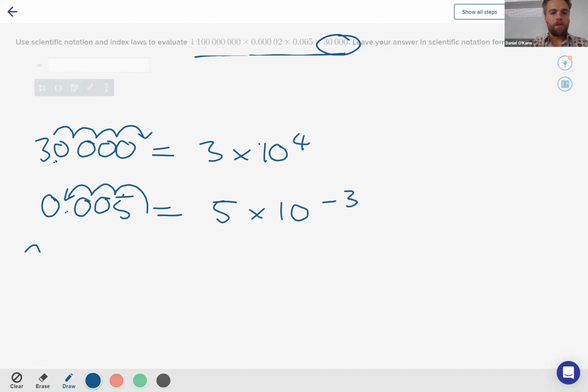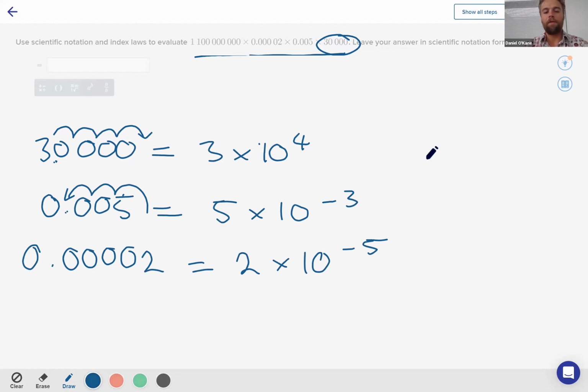Okay, 0.00002. I can write that now as 2 times 10 to the power of -5. So as you get practice with scientific notation, this will become easier. So that 2's jumping back, that decimal point, 1, 2, 3, 4, 5 times, 5 jumps.